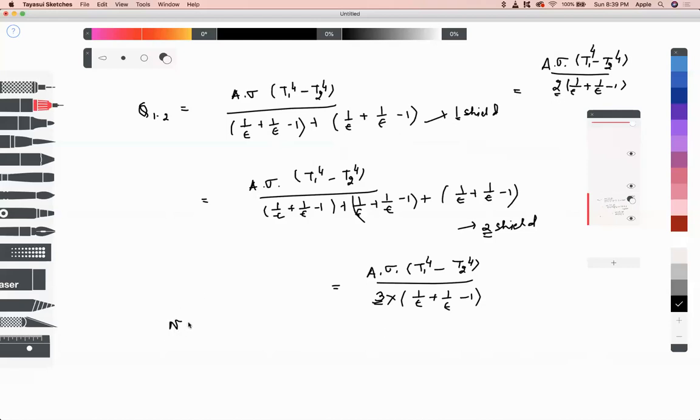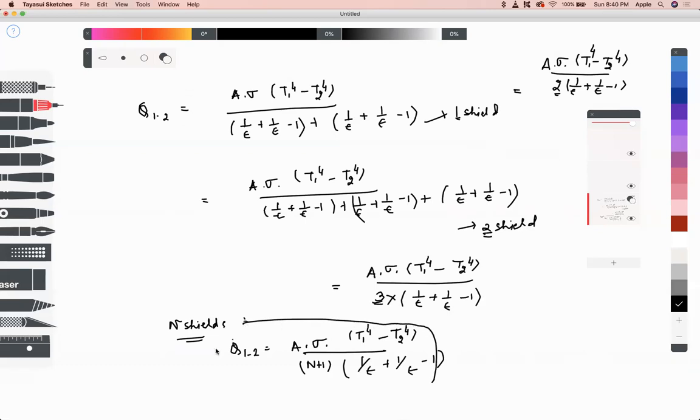So if there are n shields, then the expression will be q1 to 2 equals A into sigma into T1 to the power 4 minus T2 to the power 4, and since there are n shields, this will be n plus 1 times 1 by epsilon plus 1 by epsilon minus 1. So this is the expression that we will get for a number of shields, provided the emissivity is same in both the cases.